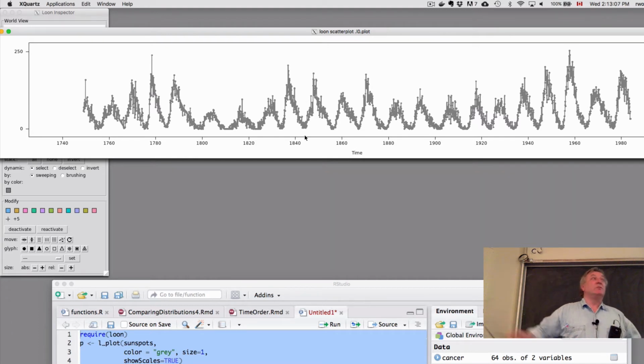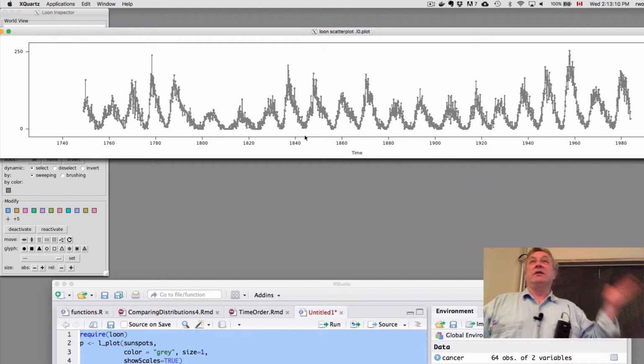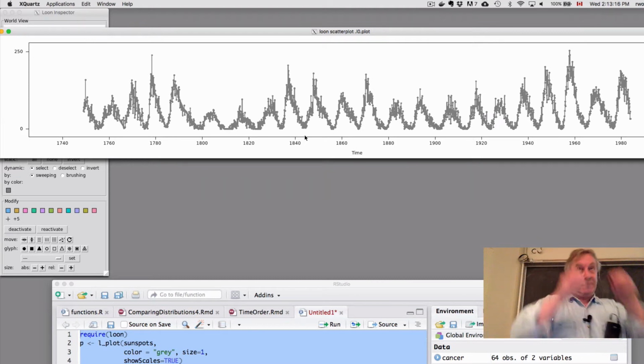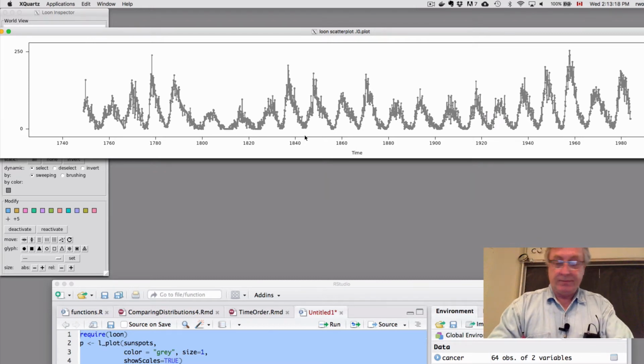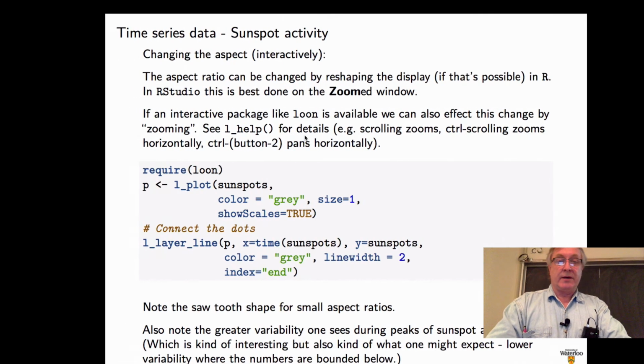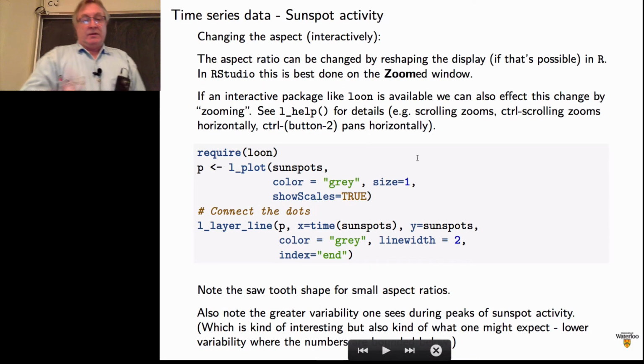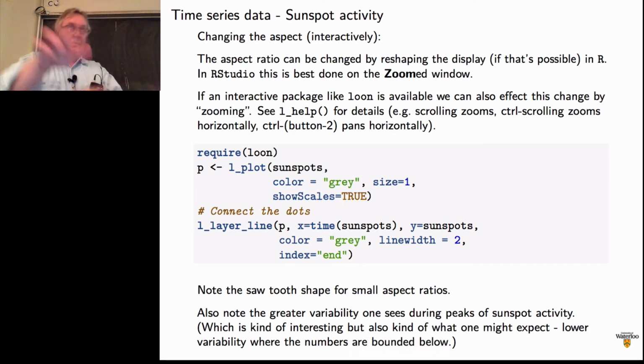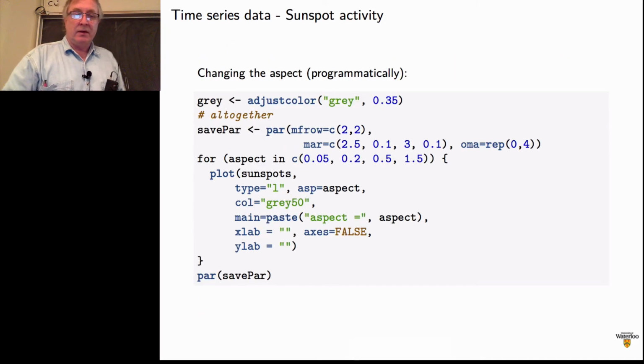One of the reasons we did that weird stuff at the beginning is so you can now grab back and say, this makes sense with what we've seen from perceptual experiments. Any questions? Okay. We can do that interactively easily with Loon, with the zooming and panning. Loon makes it very, very easy to do.